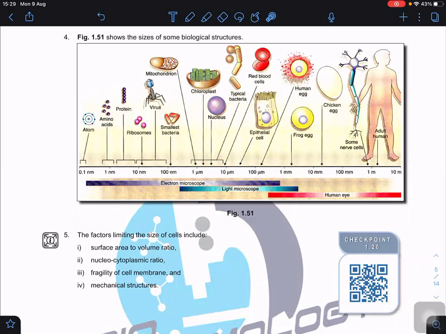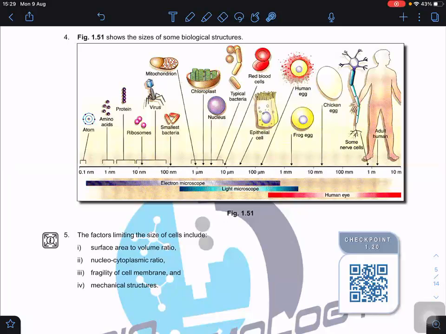Now, look at this, guys. The light microscope can also help us to see the chloroplast and mitochondria, but it won't be clear. Are you clear? It won't be clear, and sometimes you may not be able to see it. Chloroplast can still be seen using the light microscope, with a proper stain. Mitochondria, most of the time, the light microscope cannot. And for the smallest bacteria, viruses, ribosomes, proteins, and amino acids, you might need to use the electron microscope to see that structure. Later on, we're going to look at the differences between the electron microscope and the light microscope.